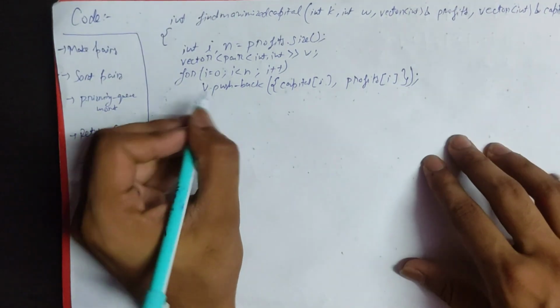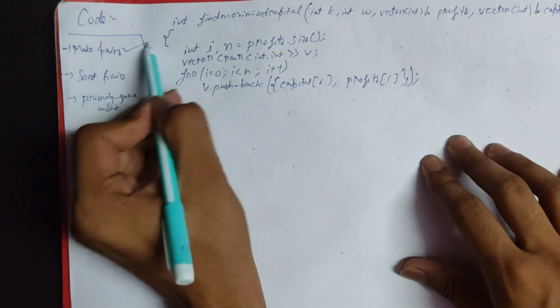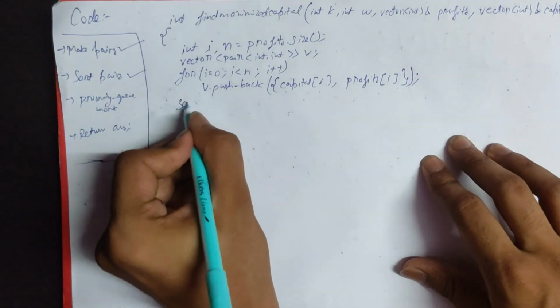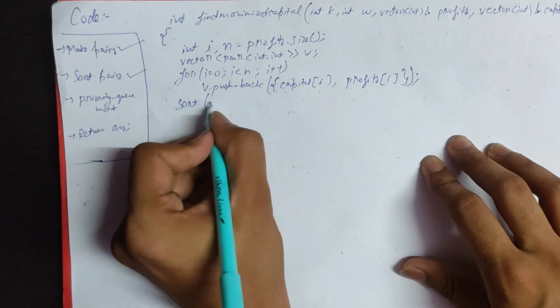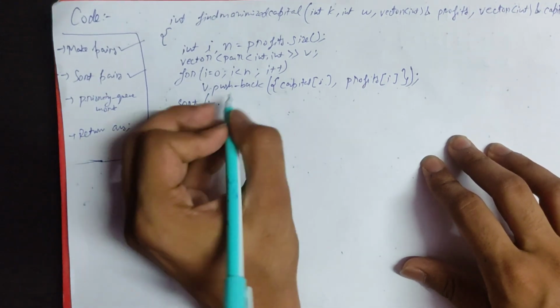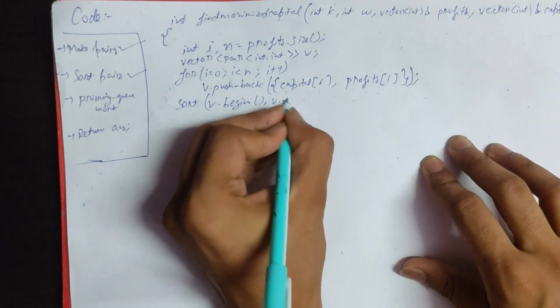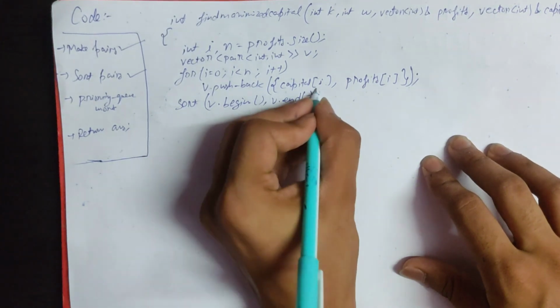And now we will sort this vector. As we have completed making pairs, we will do the next operation, which is sorting. For sorting, we will just use the sort function, which will take O(n log n) complexity: sort(v.begin(), v.end()), a simple sorting operation.